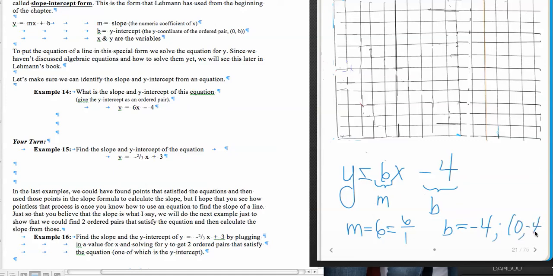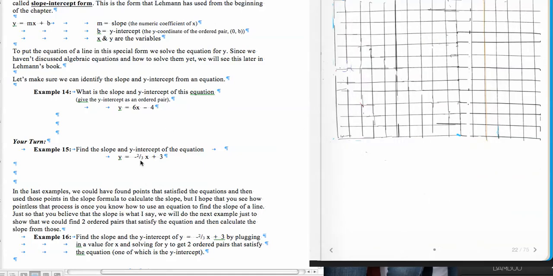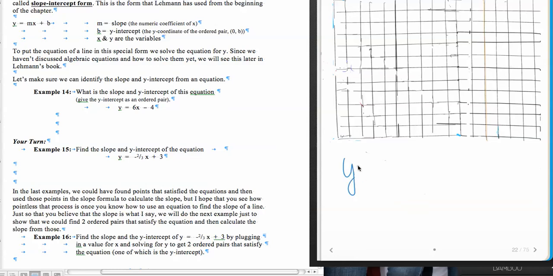So what I would like you to do is take a look at the next example, example number 15 here. Put your computer on pause, or the video on pause, and give the slope and the y-intercept of this equation: y equals negative 2/3 x plus 3. Okay, go ahead and pause.